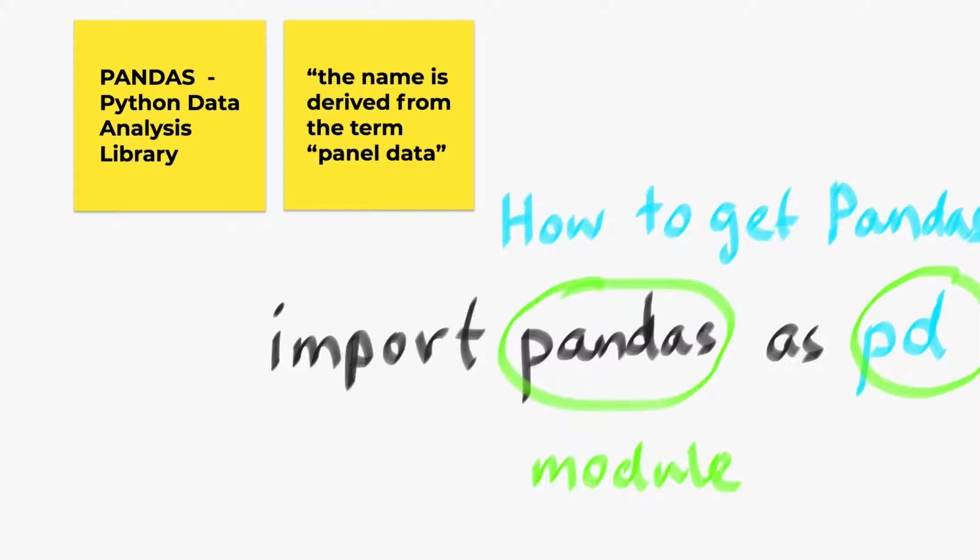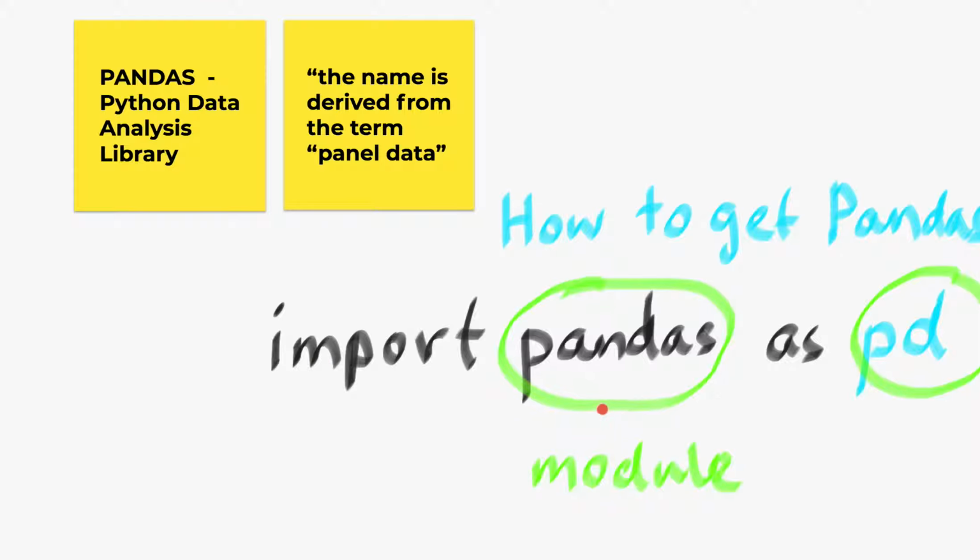Pandas actually stands for Python Data Analysis Library. According to Wikipedia, the name is derived from the term panel data. It's an analysis library, and it's obviously based in Python. And if you want to get help from pandas, our superpower guy, the guy with the amazing kick, you use this command called import pandas as pd.